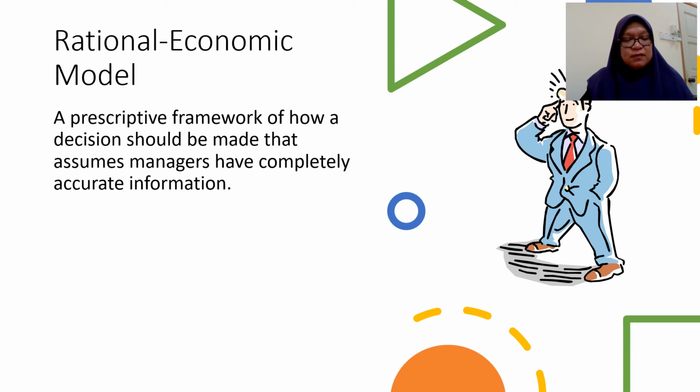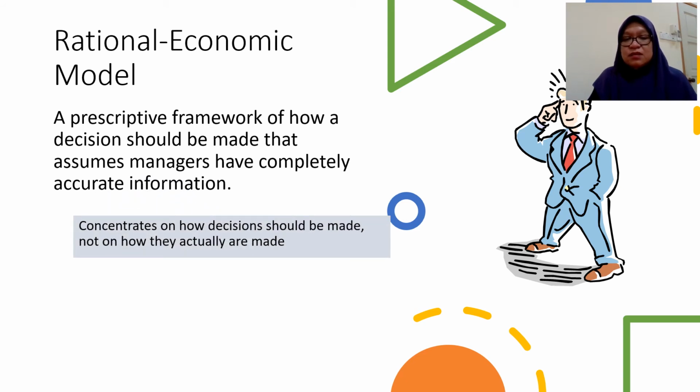Okay, next is the rational economic model. What is meant by the rational economic model is a prescriptive framework of how a decision should be made that assumes managers have completely accurate information. So in this model, we assume that managers have complete information, because in the organization the managers will make the decision, and the manager is not the owner of the organization. Okay? Managers are also workers. Okay? So the owner has to assume that when managers make decisions for the organization, they already have the accurate and complete information before they make the decision. So it concentrates on how decisions should be made, not on how they actually are made.